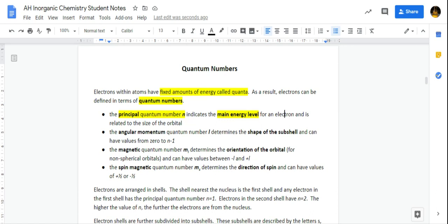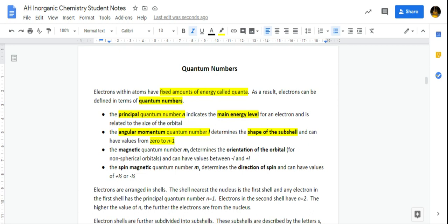The next quantum number is called the angular momentum quantum number, and it's given the symbol small l. This quantum number determines the shape of the subshell. Within each energy level or shell, there are subshells. The shape of these subshells is determined by the angular momentum quantum number, and it's given a value from 0 up to n minus 1. So it's never equal to the principal quantum number, it's always 1 less than the quantum number, from 0 to n minus 1.